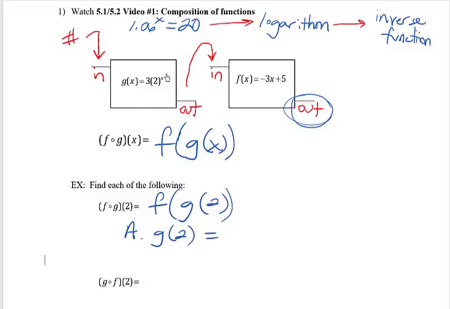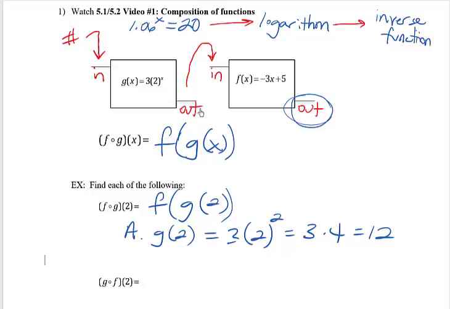Well, I go to the g function. Here it is. I just replace all of the x's with the number 2, and I work out the math. 3 times 4, that would be 12. 12 is not the final answer. 12 is just what came out of the g function.